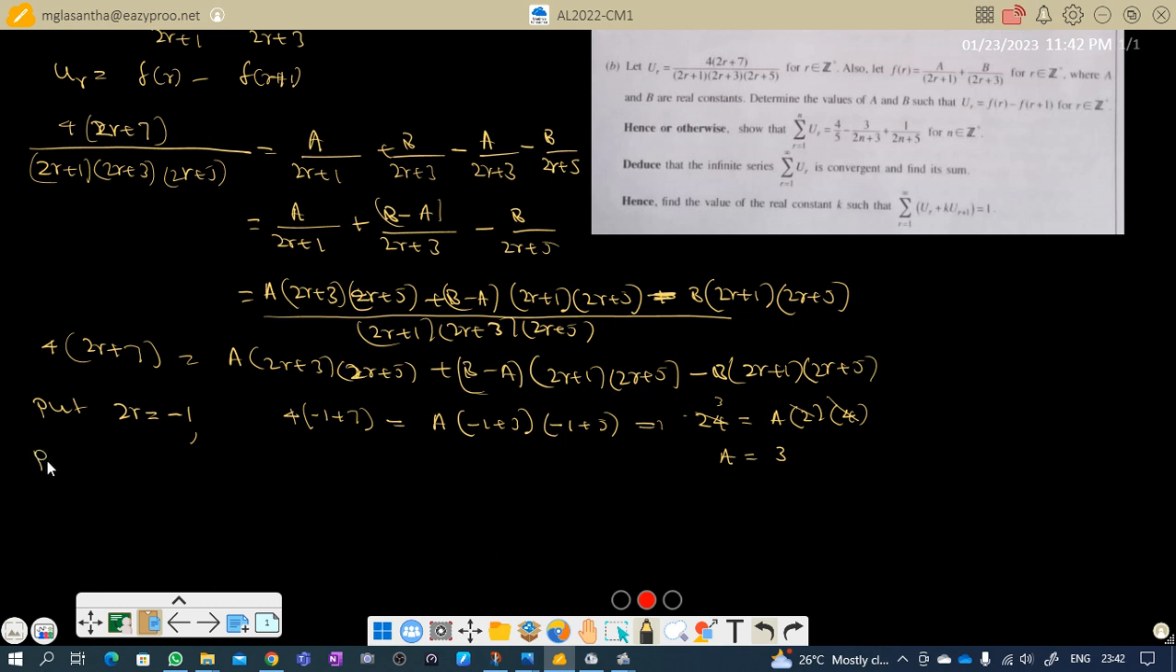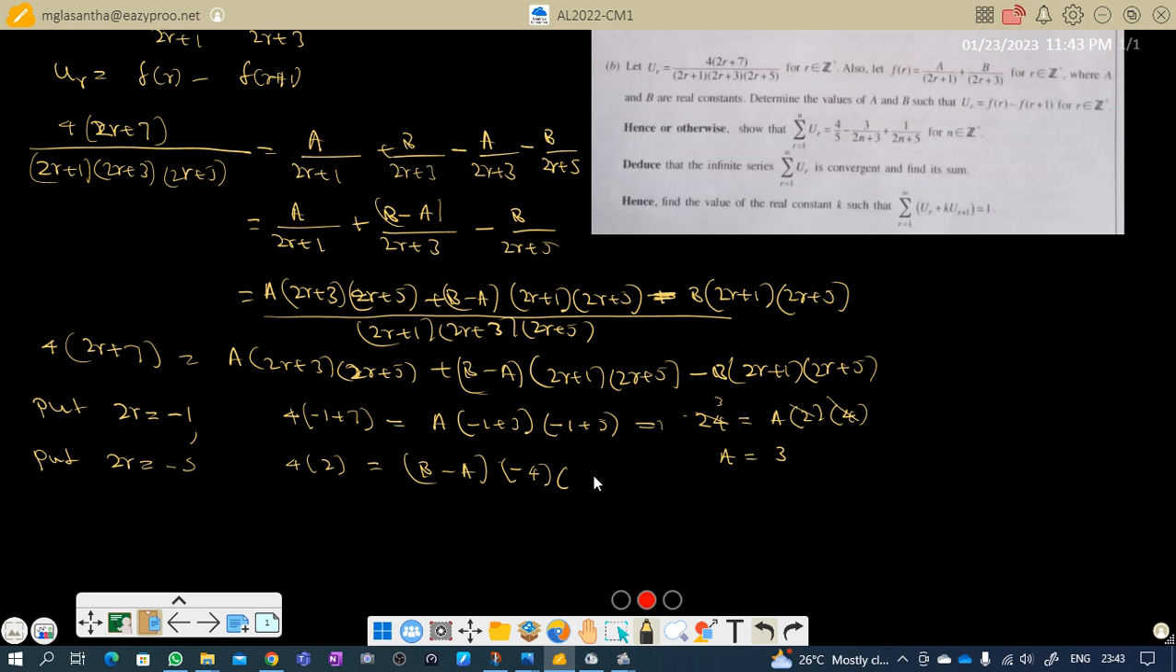Then put 2R equals minus 5, to find B minus A. Then the left hand side equals 4 into 2, and the right hand side equals B minus A times minus 5 plus 1, minus 4, minus 5.